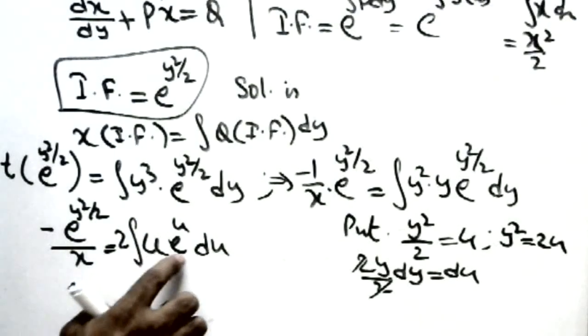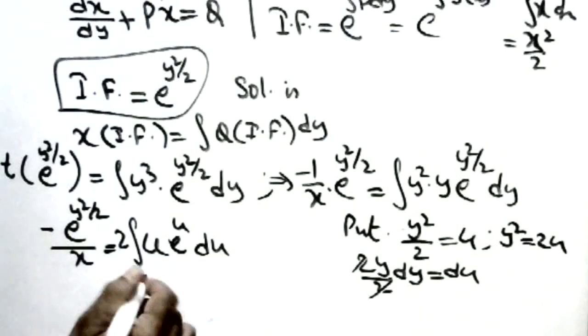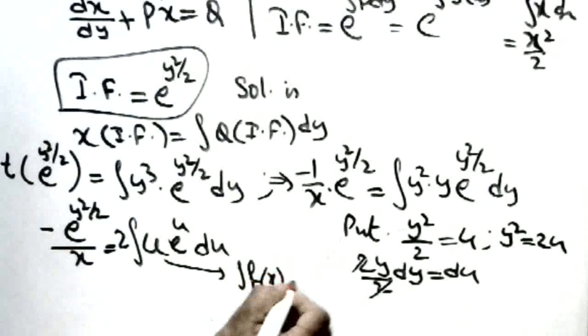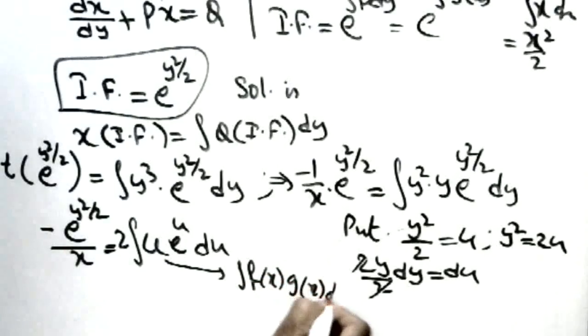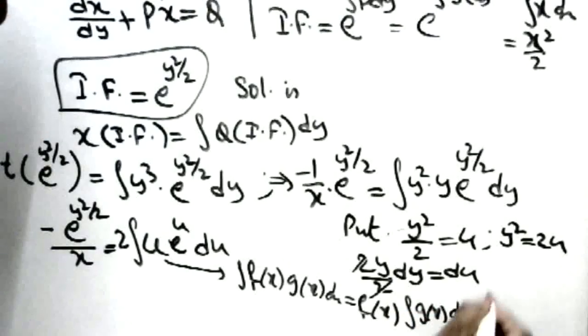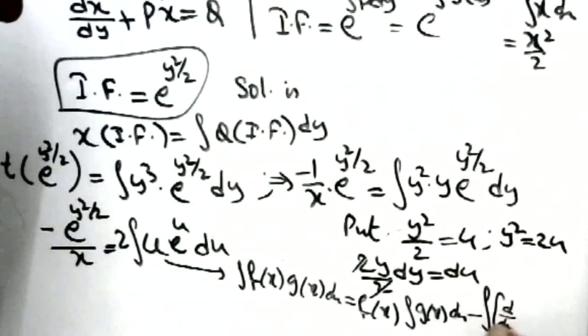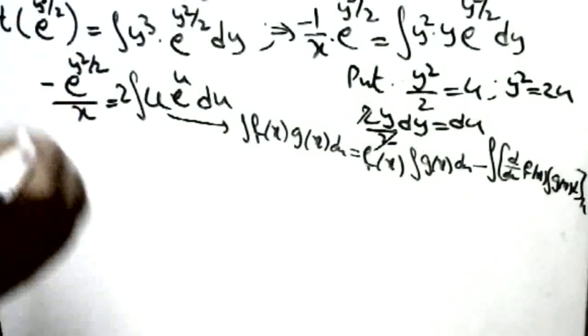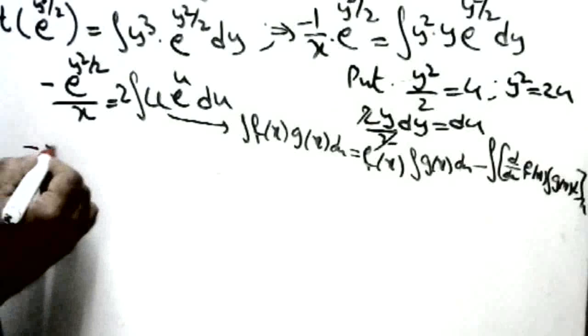Now see here, this is of the form integration by parts. For this we have to use the formula: integration of f of x into g of x dx equals f of x into integration of g of x dx, minus whole integration of d by dx of f of x into integration of g of x dx, whole dx. Already in the previous class we also used this formula.